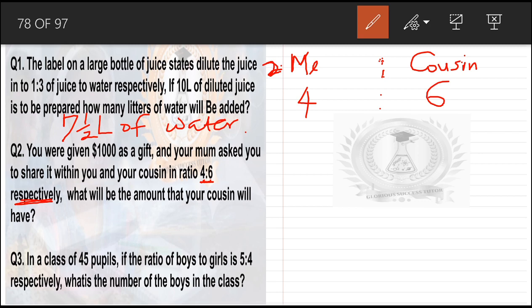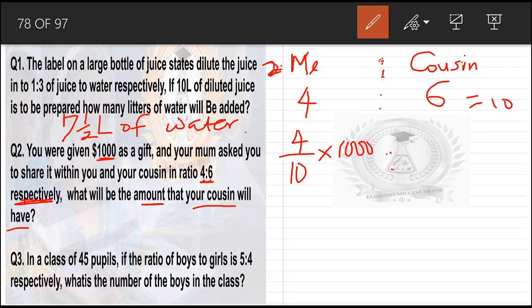So now, what's the sum of this? The sum of the ratio is 10, right? See, now, very simple. The question now says, what will be the amount that your cousin will have? Very cheap. You just come ahead and say 4. This is mine. That's yours now. 4 divided by the total ratio, multiplied by what you are sharing? Total amount 1,000.